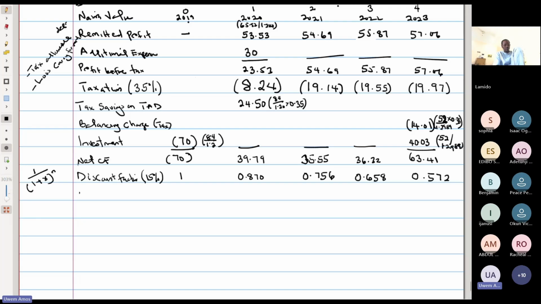Okay, so what's our present value? We're multiplying. 70 multiplied by 1 is 70. 39.79 multiplied by 0.870 gives us 34.62. 35.55 multiplied by 0.756 gives us 16.